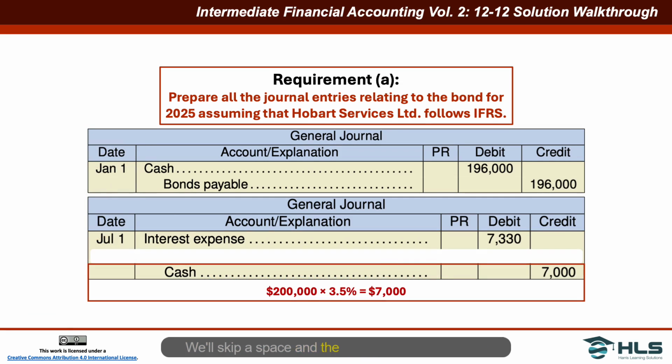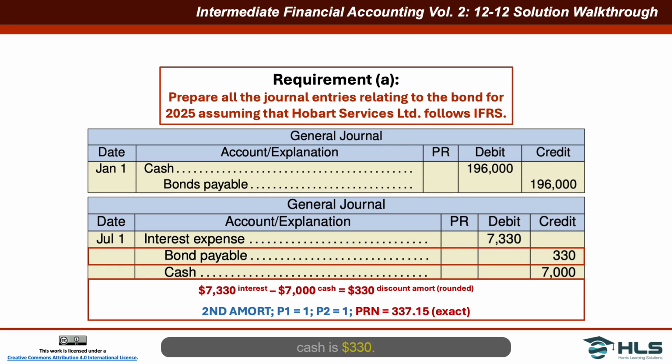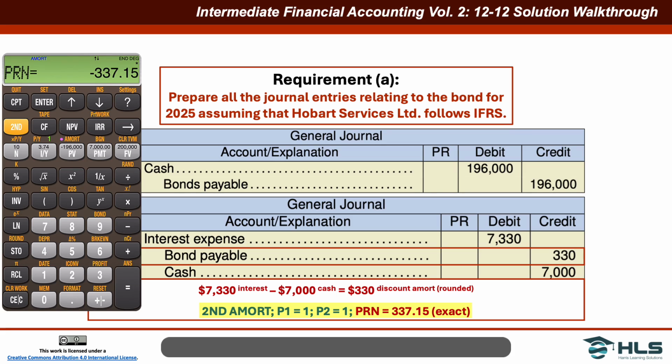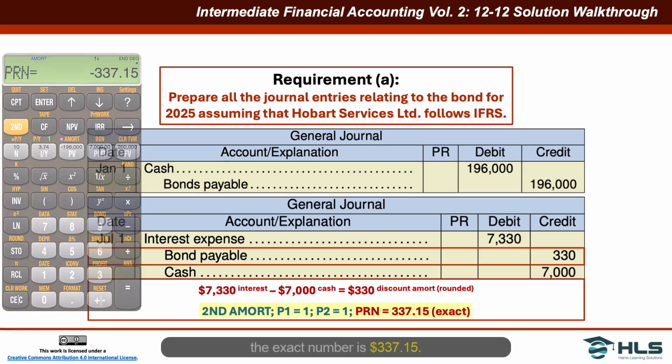We'll skip a space, and the cash coupon payment is going to be the $200,000 times a 3.5% coupon, which is a 7% annual coupon divided by 2, that's $7,000. The difference between the interest expense and the cash is $330 for a journal entry to balance. That'll be a credit to bonds payable, which is equivalent to the amortization of the discount, because this bond was issued at a discount, since its present value of $196,000 is less than $200,000. Using the amortization feature with P1 and P2 both equal to 1, if you scroll down to where you see PRN, the exact number is $337.15.